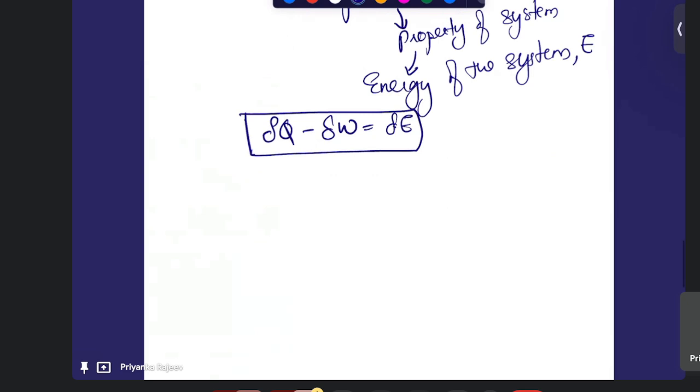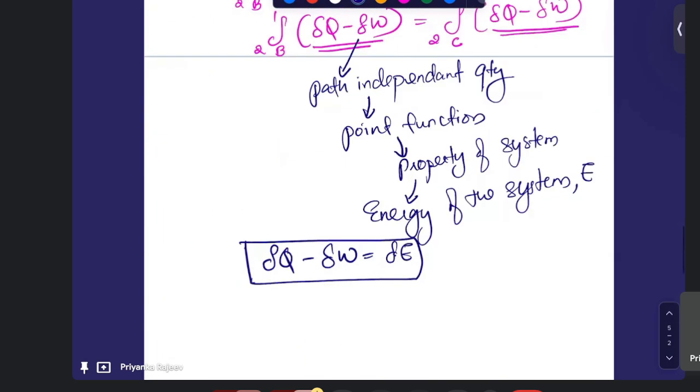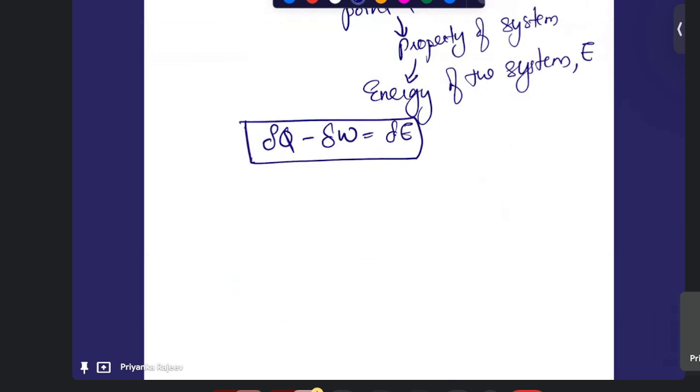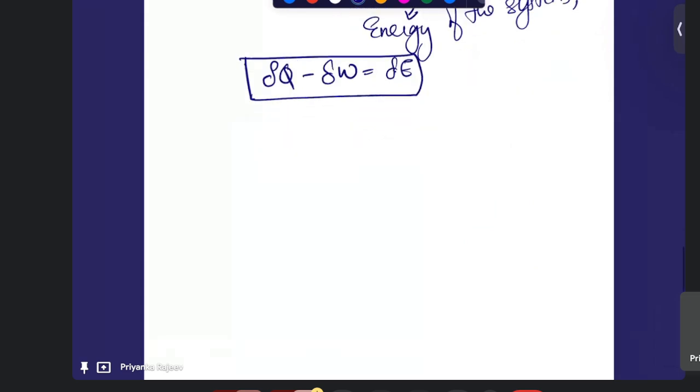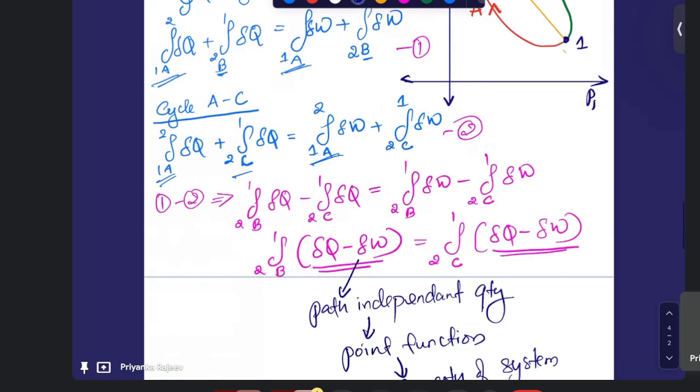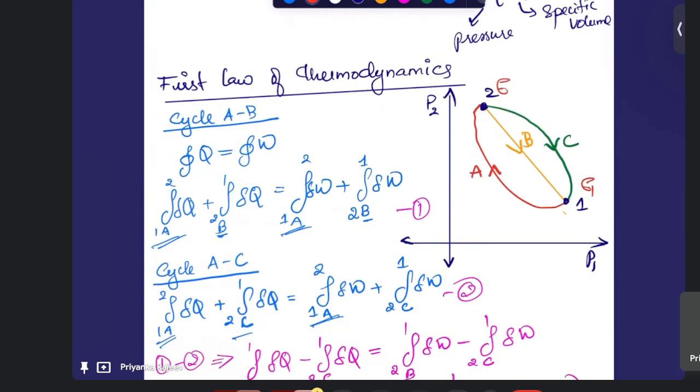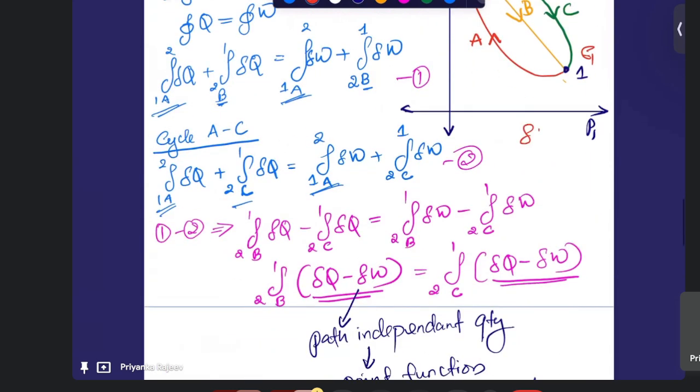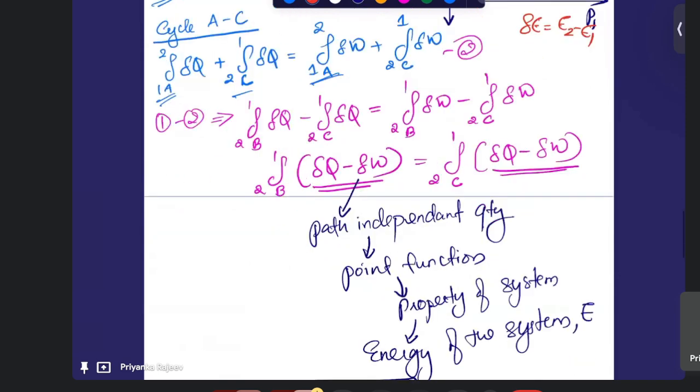Okay. So from there we are deriving that there is this change in heat and change in work. If you take the difference, you will get the change in energy of the system. So if I say change in energy, what is it? Energy at state 1 is E1, energy at state 2 is E2, so the change in energy is E2 minus E1. Okay, change in energy is E2 minus E1.